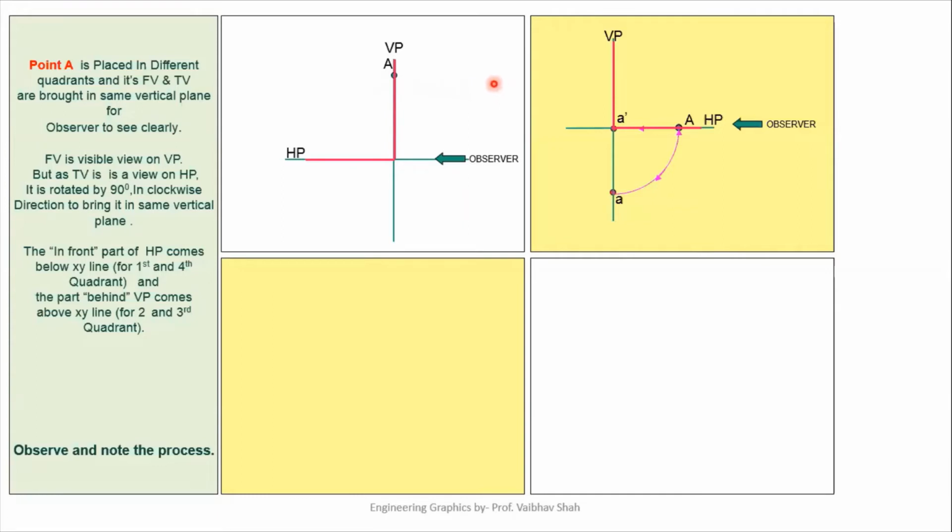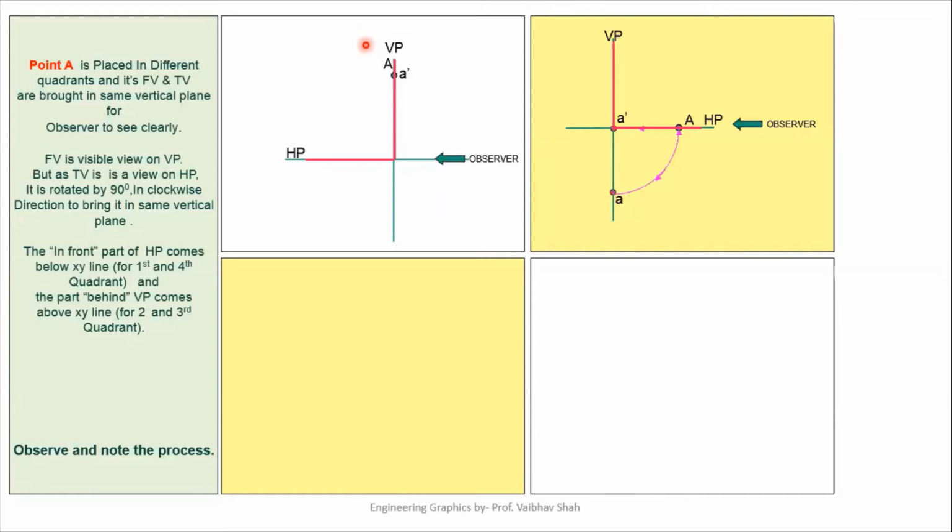If we try to observe it from the front view direction, as we know, if we take the front view, it will lie on the same vertical plane at the same place. So we'll be having A and A dash at the same place, because we know that front view always lies on the vertical plane. Now let us take its top view from this direction.